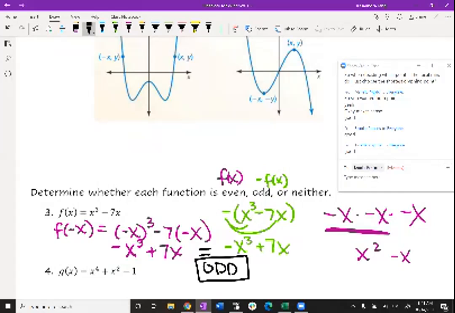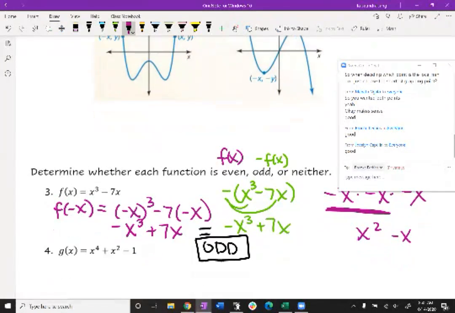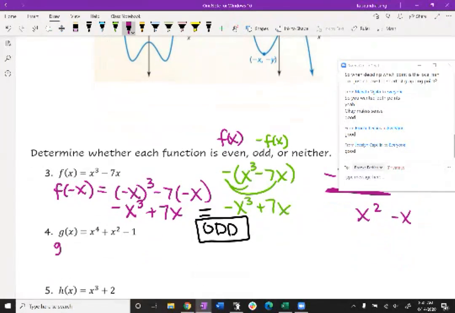We just figure out the function. Yeah, so determine whether each function is even, odd, or neither. Those are your only 3 options: either even or odd or neither. So let's try this again. I'm going to sub in a negative x. It's a g function, so I have g of negative x, but same deal. I'm putting in a negative x.